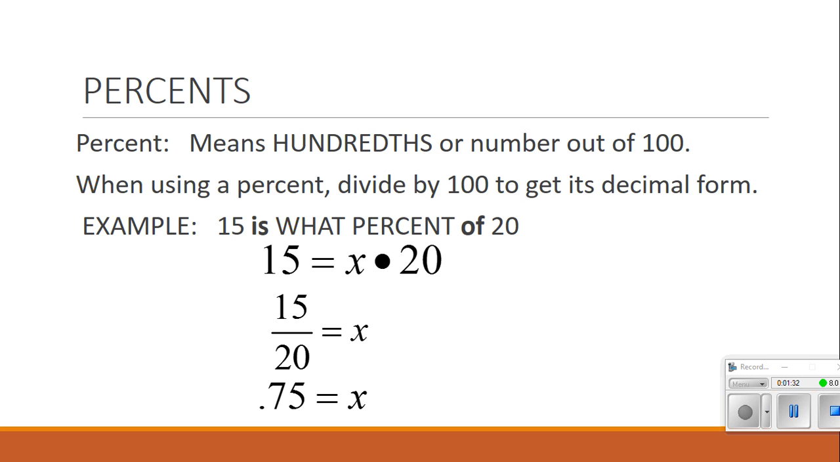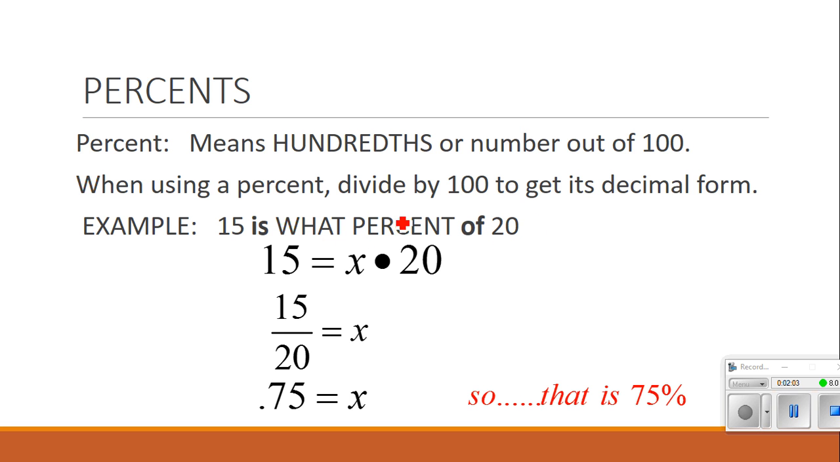This is in its decimal form, it's 0.75. To get it in its percent form, we would multiply by 100. So that would be 75%. Now you can set up this equation for any type of problem like this. We could be given the percent, and this number, 15, is, okay, we could say 75% of what number? So then we could put the x value in for the 20.